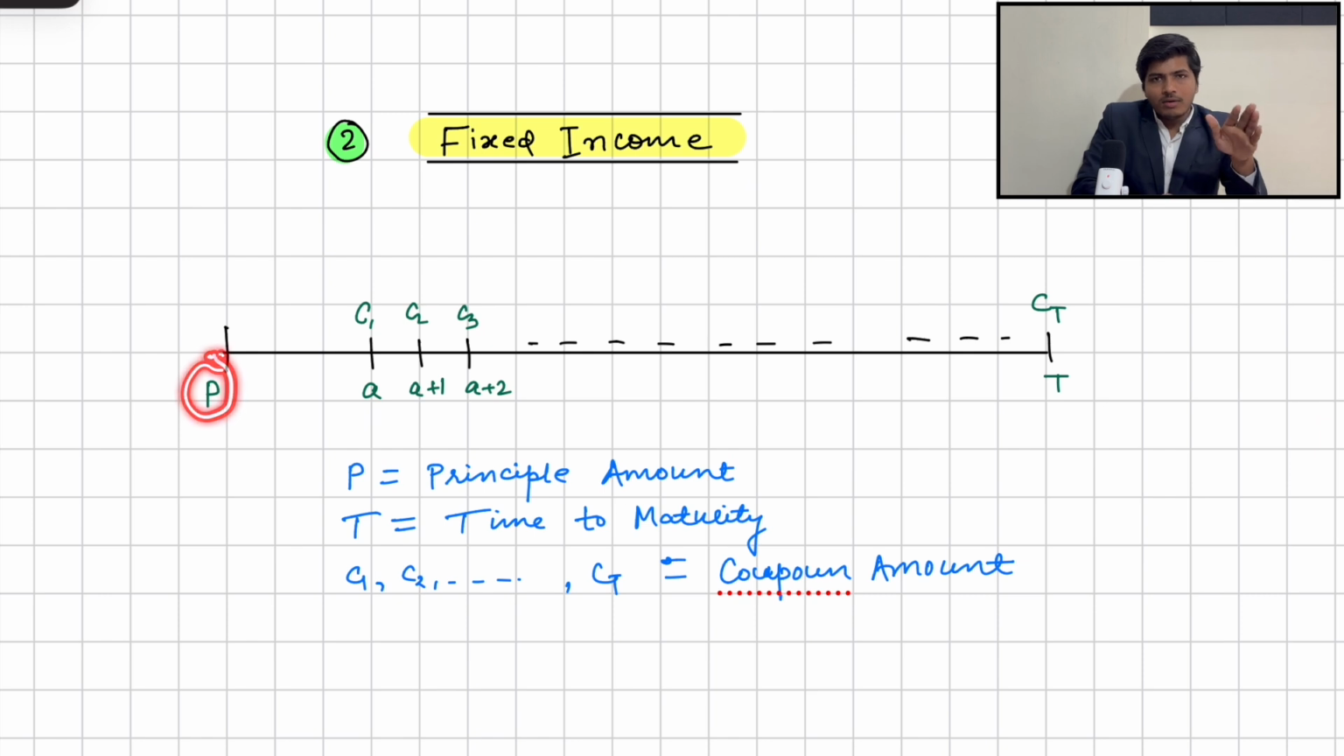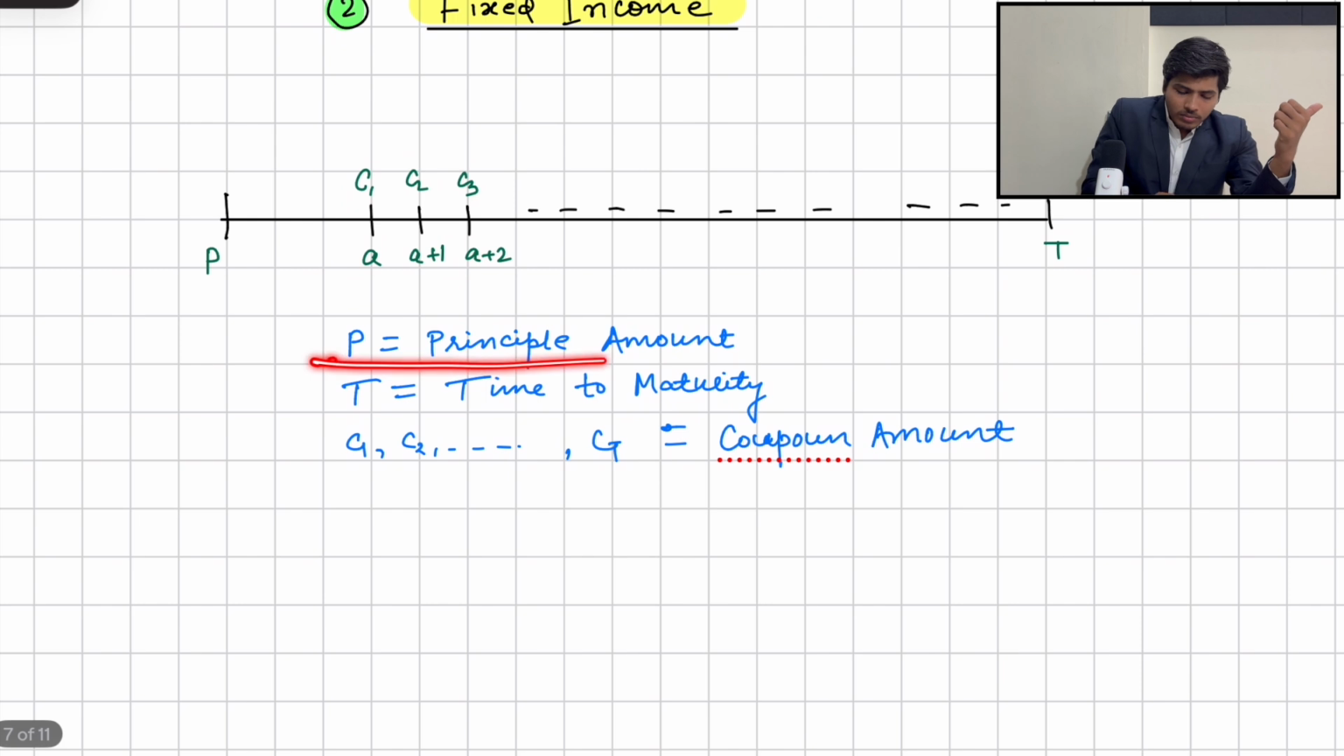So these kinds of securities, where we are paying the upfront amount, and in the future I am getting a coupon amount, and at the end, after 10 or 15 years, which is called the time to maturity, they are paying me all the money including my principal amount. So this kind of cash flow setup is what fixed income gives. Consider P is the principal amount, T is the time to maturity, and these are the coupon amounts.